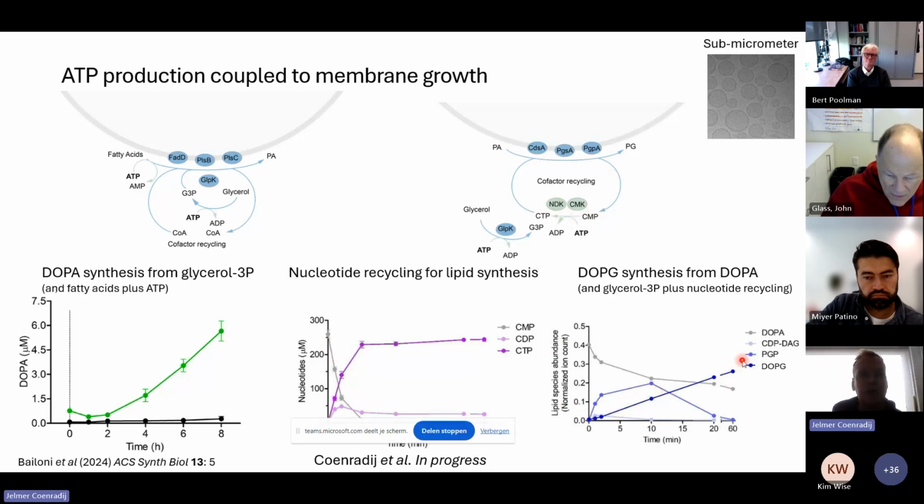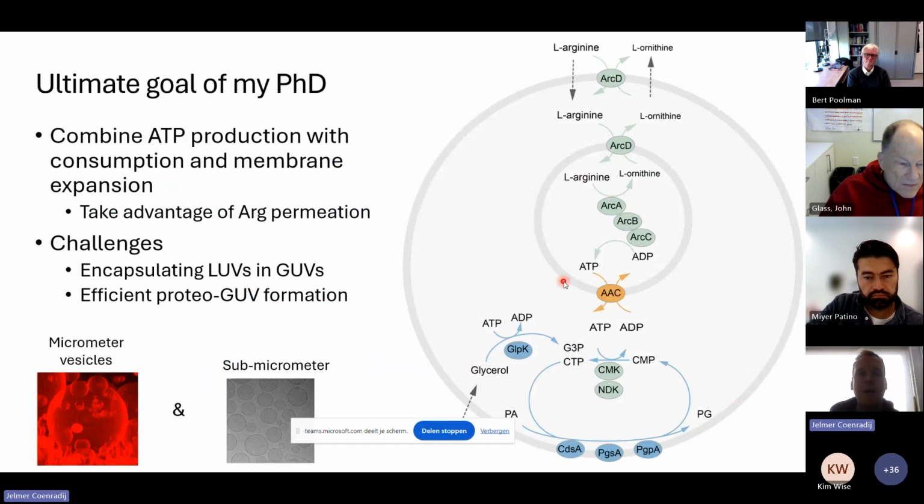Now, my ultimate goal would be to combine both of these pathways. So to have a small vesicle system in the size of the JCVI that produces ATP via the arginine breakdown pathway, and to encapsulate this in a bigger vesicle. So let's say having a sort of mitochondrial system inside a GUV, in which the GUV would have the phospholipid synthesis pathway.